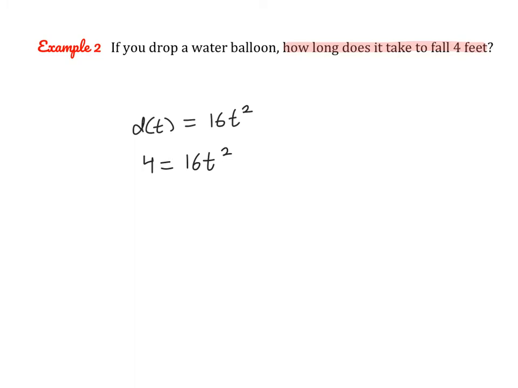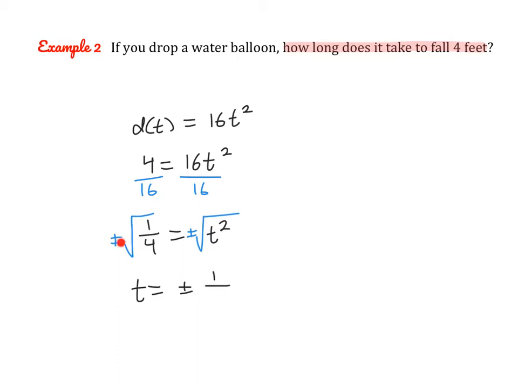So this one, let's try using that square root method. Let's isolate our squared term. So here we have 1 over 4 equals t squared. And remember, once we've isolated our squared term, we can take the plus or minus square root of both sides. So this gives us t equals plus or minus the square root of 1, which is 1, over the square root of 4, which is 2. So notice you have to take the square root of the numerator and denominator.